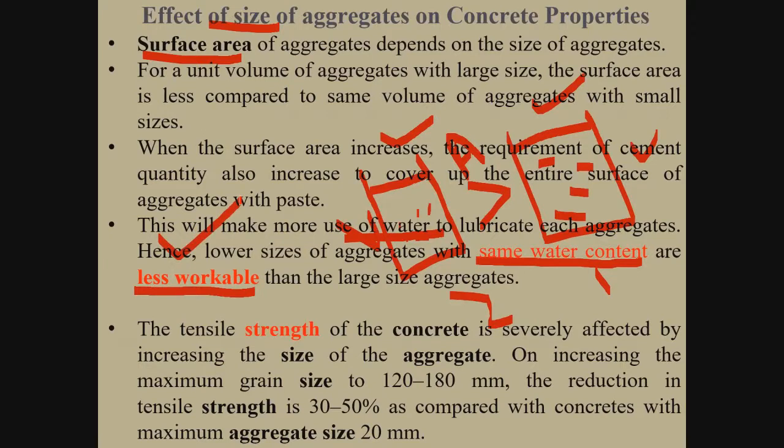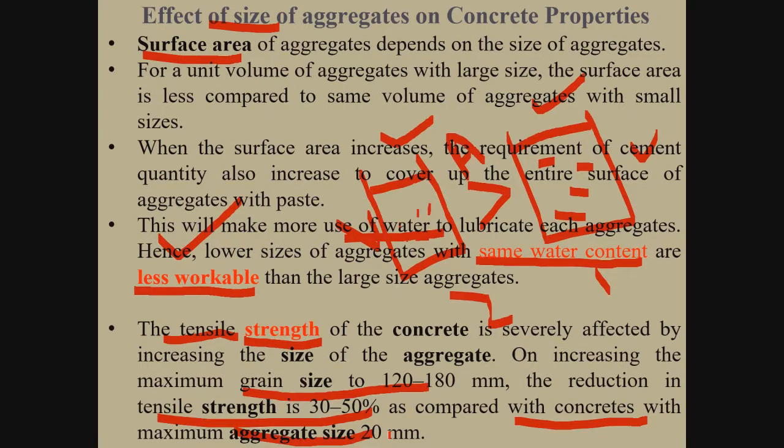the large size aggregates. And now, what is their effect on the strength of the aggregates? If we are increasing the size of aggregates, that will severely affect the concrete tensile strength. On average, increasing the maximum grain size to about 120 to 180 millimeters, the reduction in tensile strength is about 30 to 50%, as compared with the concrete which is prepared with the maximum aggregate size equal to 20 millimeters.